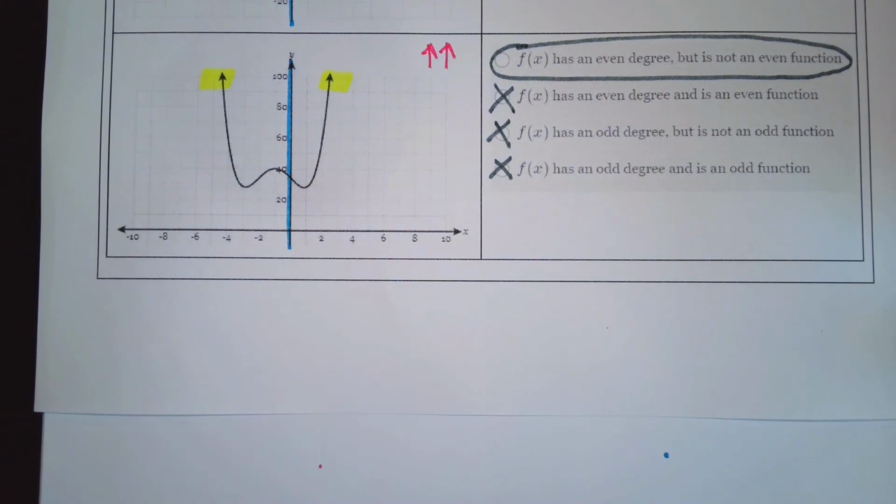And that is how we identify even and odd degree and function from a graph. And that concludes day 1 of polynomial graph.